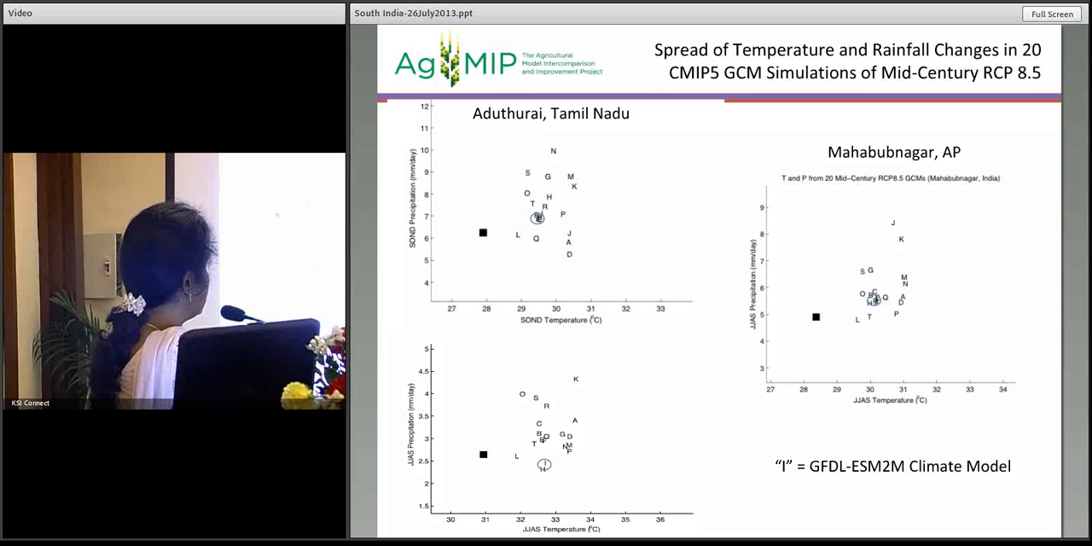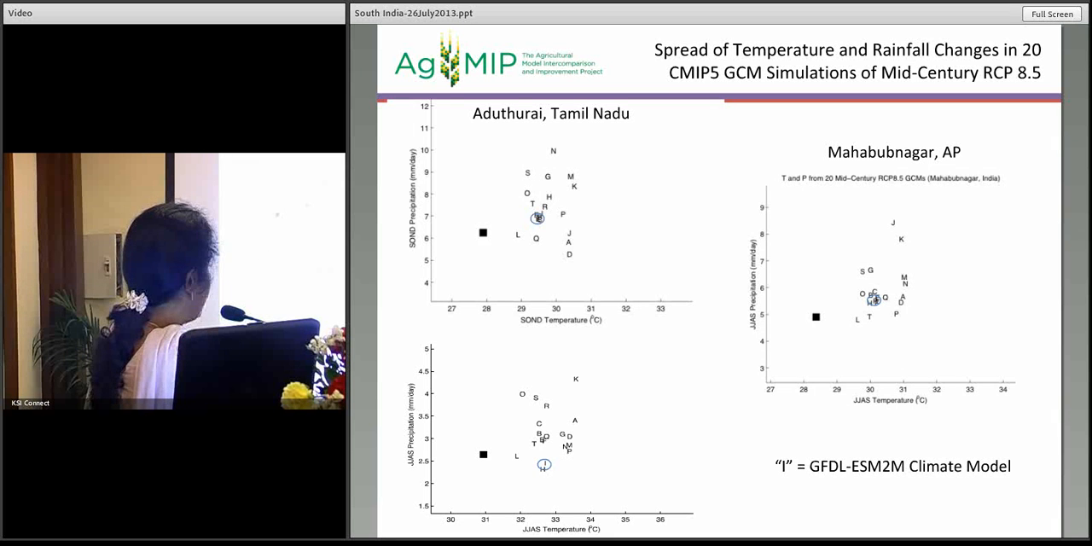So these are the models which indicate that the rainfall is going to be lesser during the growing season. But by and large, most of the models are showing an increase in rainfall. If we see, the spread is actually larger compared to Andhra Pradesh. Though both the places have very little rainfall, as far as variability is concerned, the Tamil Nadu region is going to be much more variable compared to this place.